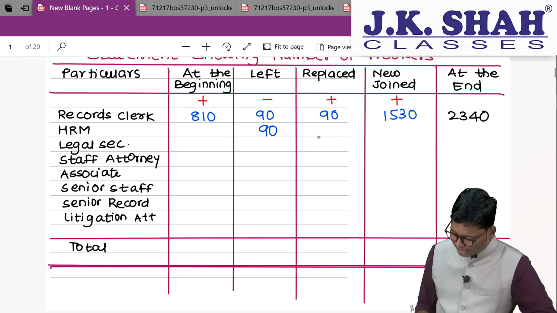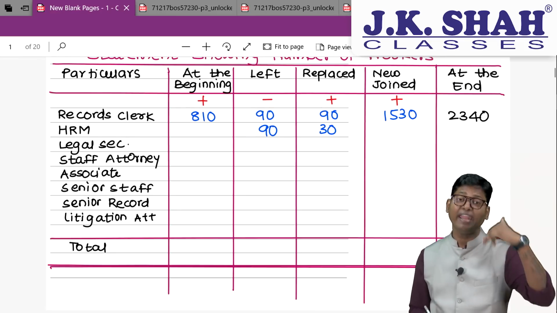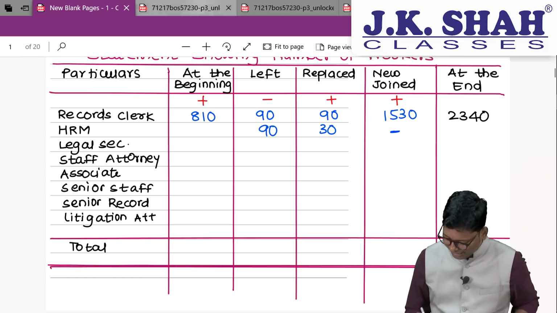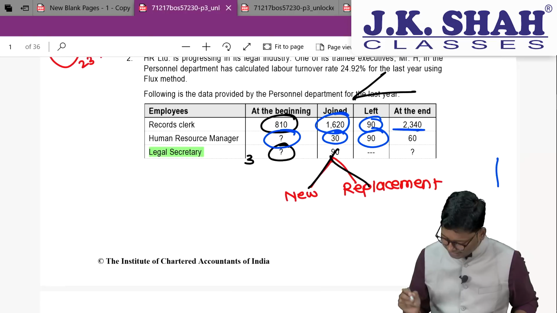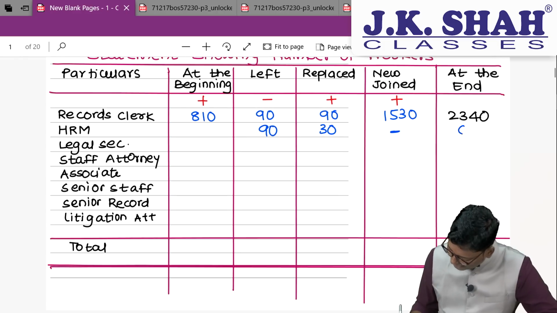If total joinees are 30, all 30 I'll be putting under replacement, because it is not exceeding the 90 level. That's why there is no new recruit. And if you check the end-of-year data, it says there were 60 employees on this particular post. So the end data is available: 60.